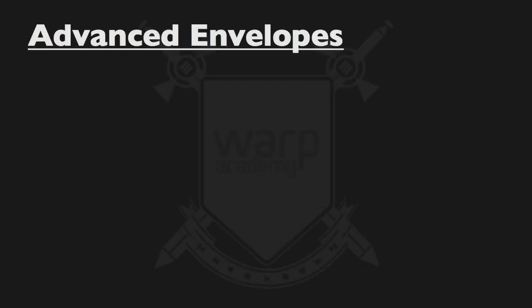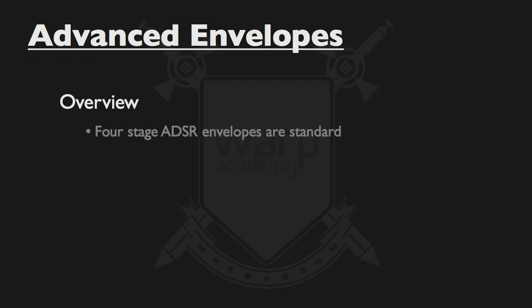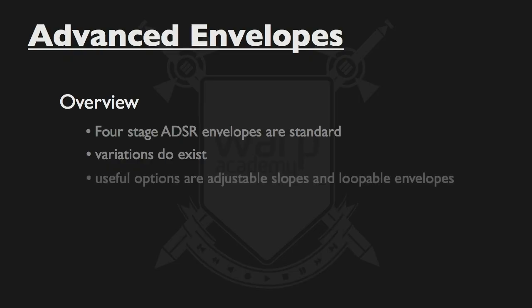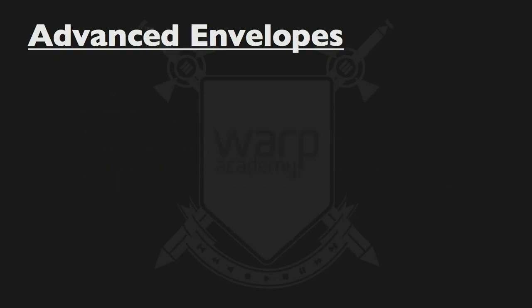Envelopes are again one of our fields of presumed knowledge. The four-stage ADSR envelope is so utterly standard that when people encounter some kind of variation on the theme, it remains almost unexplored in their sound design. This is an oversight that we're going to try and rectify by exploring adjustable slopes and loopable envelopes.